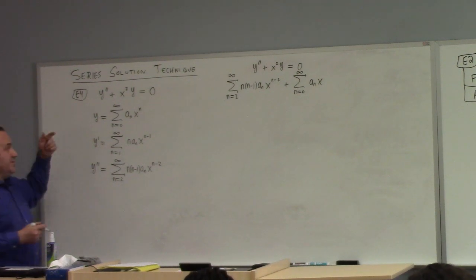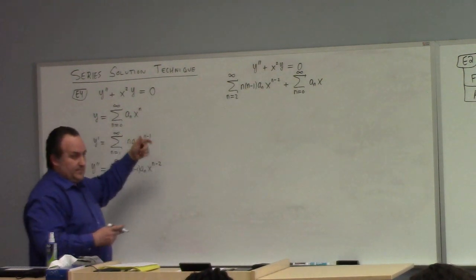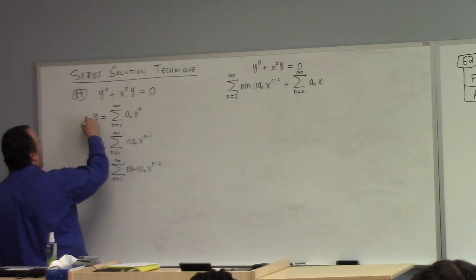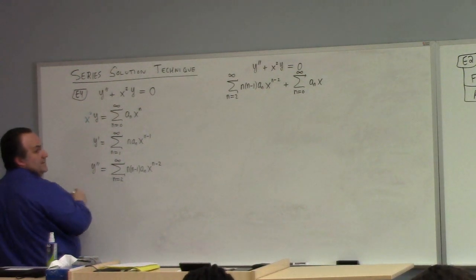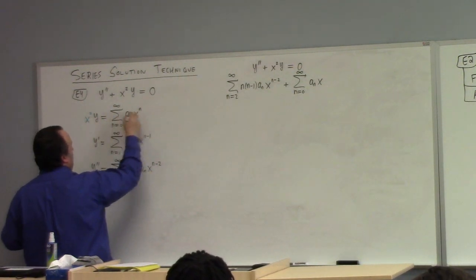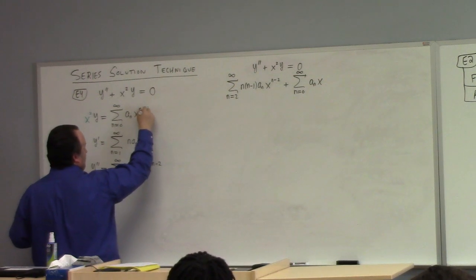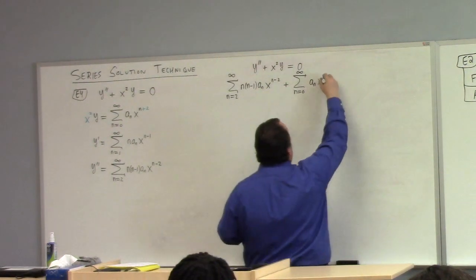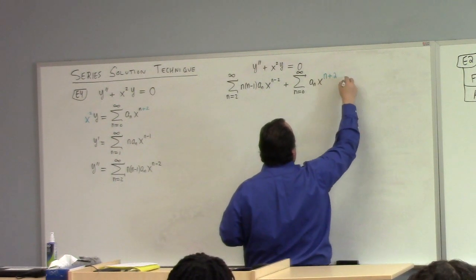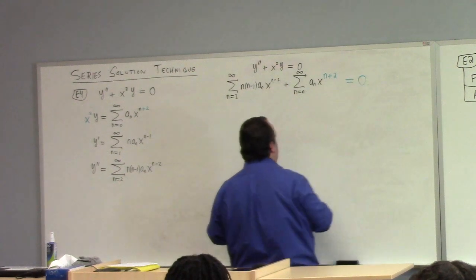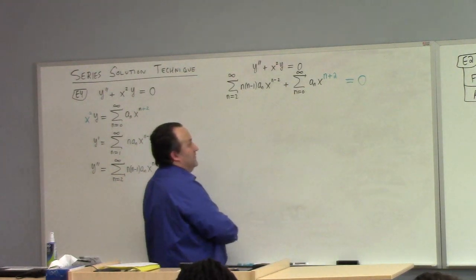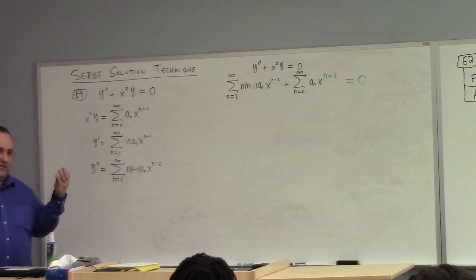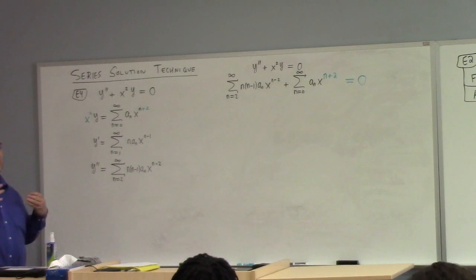We add the powers, right? So if we multiply x squared into this, then that means this ends up being plus 2. So I do plus 2, and that's all equal to 0. All right, so at this point, I've got apples and oranges here. I've got a sum over n plus 2 power, a sum over n minus 2 power.